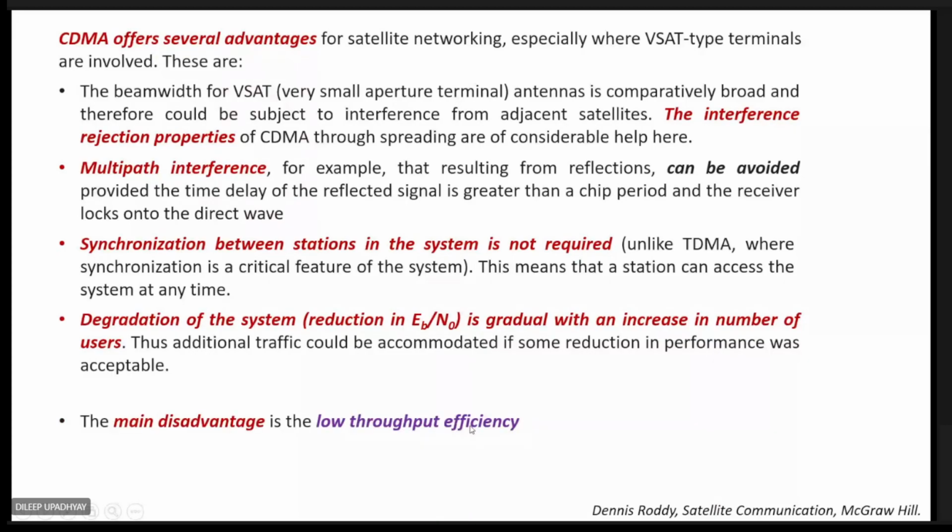And nowadays we cannot put the near far problem of CDMA as a disadvantage, because that can be addressed by adaptive power control. So the main disadvantage is the low throughput efficiency.